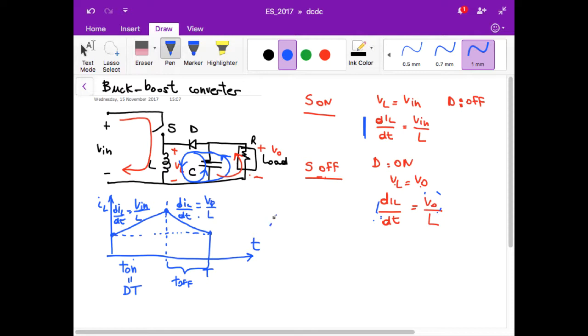Therefore VO must be negative. Of course, we can, again, calculate the total variation of the current in a period, and what we have is 0 equal to the variation during T on, which is Vin over L times D times T, plus the variation during T off, which is VO over L times T off, which is (1 minus D) times T. Therefore, you can simplify and remove T and L, and you can see that we have VO over Vin equal to minus D over 1 minus D.